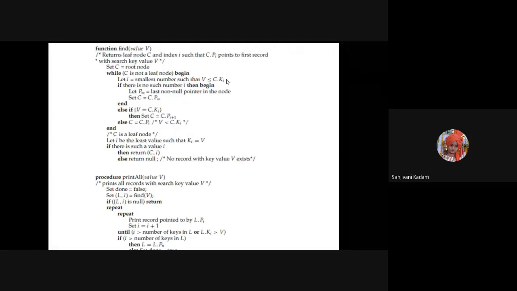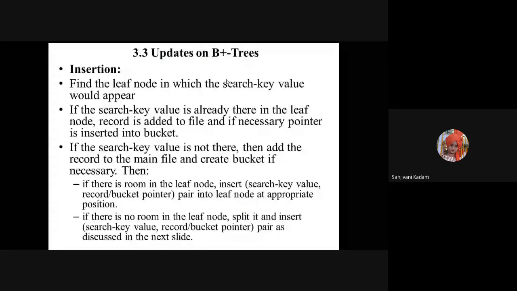So next is updates on B plus tree. Searching and displaying all the elements doesn't make any changes to the B plus tree. But whenever it comes to updates, this includes insertion and deletion. You might think that there is an update operation. Update means deletion of the current record and insertion of a new record. These two steps are combined together for the update operation.